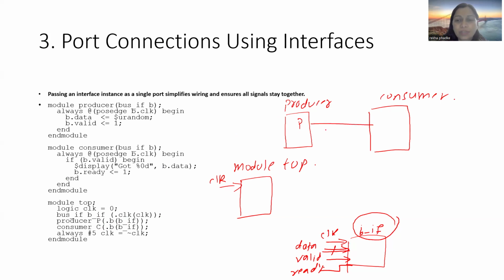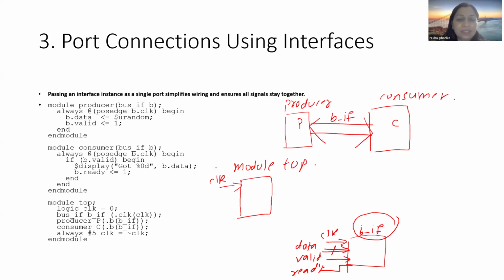Now the producer will have an interface, and then I'm invoking consumer with an interface again, correct? So that will also be invoked with the instance name C. So two instances are invoked, one instance of producer with the name P, one instance of consumer with the name C, and this interface with an instance B underscore if is invoked. I'm trying to establish this connection now, okay?